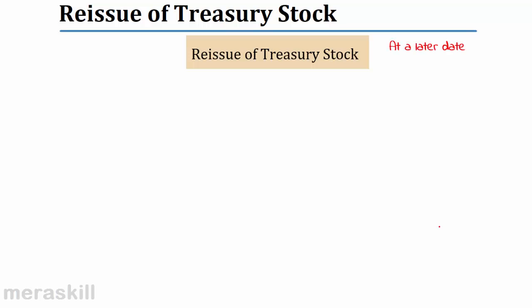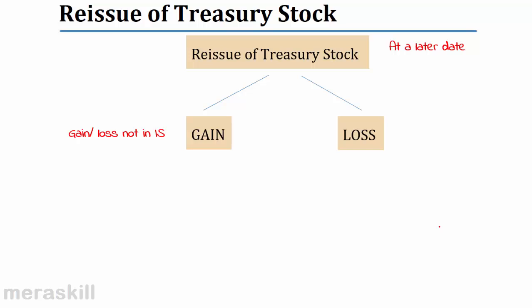Then what do we do? At a later date, when you reissue treasury stock, it may be at a gain or it may be at a loss. Reissue. What is reissue? I sell this treasury stock, the shares that I've bought, I sell it maybe in the market again. This may be at a gain or at a loss. This gain is not taken to the income statement. It is not an ordinary gain, a gain from ordinary business activities.